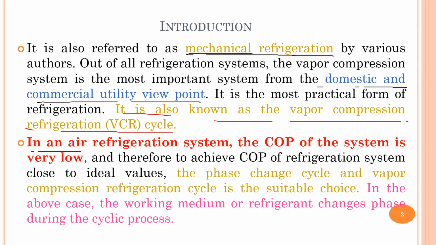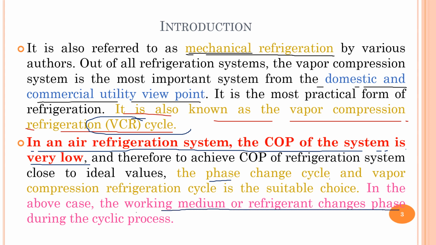So if we talk about air refrigeration system, you find that COP of air refrigeration system is very low. So if we want to improve the COP and move towards the ideal value of COP, we have to go for phase change, or we have to introduce phase change in a cycle, and that is possible when we are talking about this VCR cycle. So in VCR cycle, the working medium or refrigerant undergoes a phase change during the cyclic process. So this is a very important thing. In the VCR cycle, working medium or refrigerant undergoes a phase change during the cyclic process.